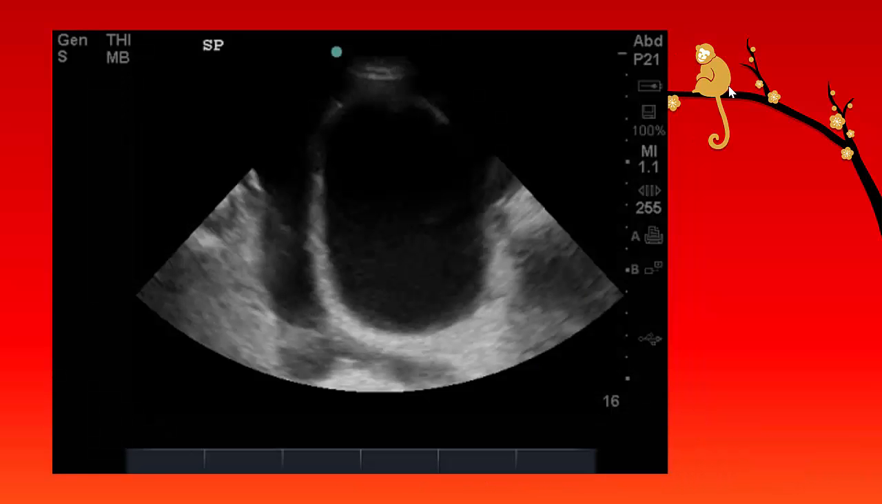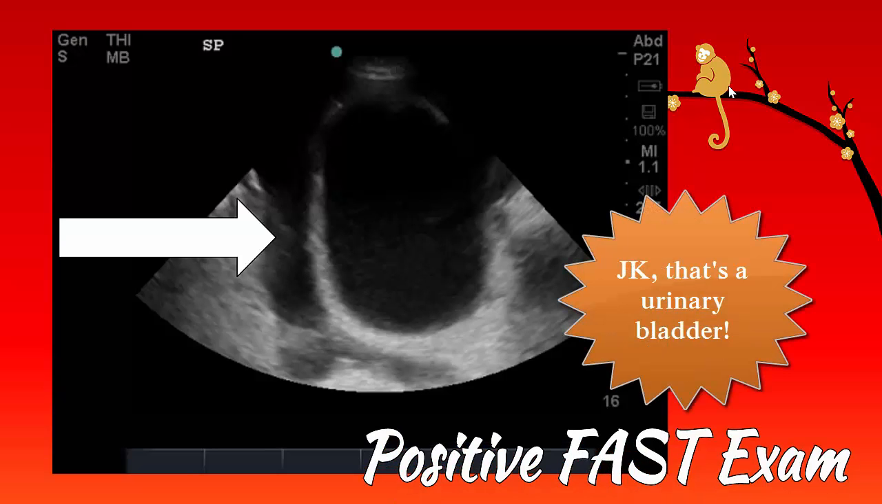Here's our next view, which is your suprapubic view. You can see there the full gallbladder. And then around that gallbladder, you can see a dark stripe, which is going to be your positive FAST exam in the setting of trauma.